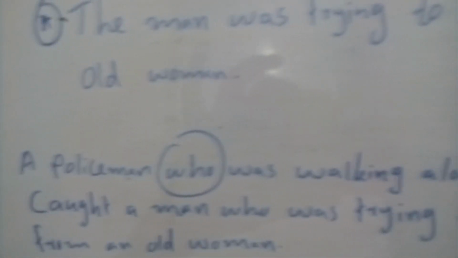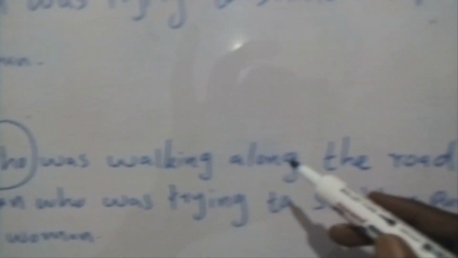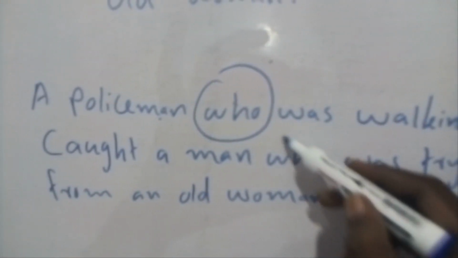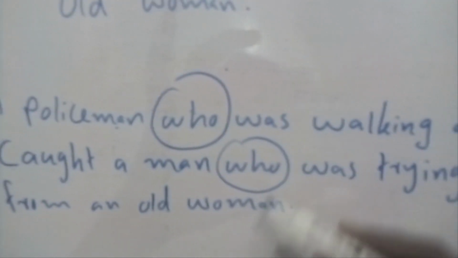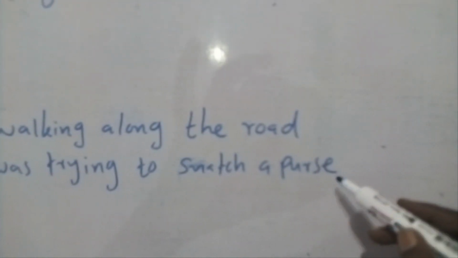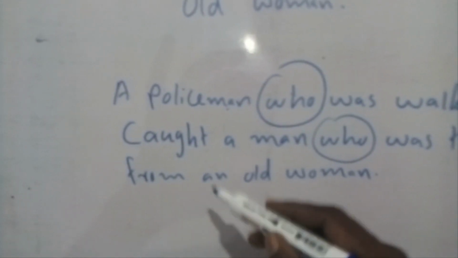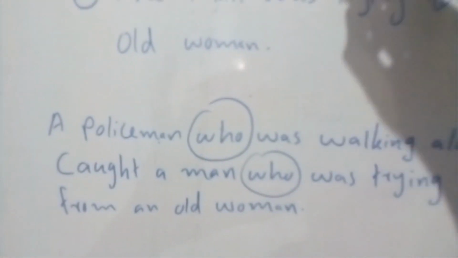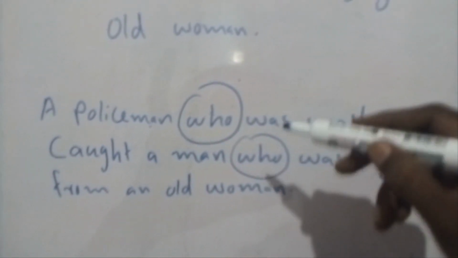The policeman who was walking along the road caught a man. This is a man I'm describing more using a relative clause here, who was trying to snatch a purse from an old woman. So look at this. This becomes one sentence. The three sentences I have joined together using relative clauses.